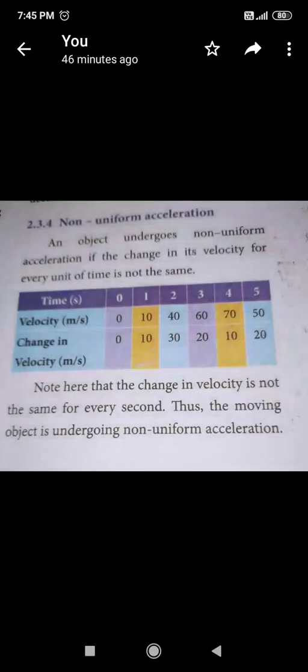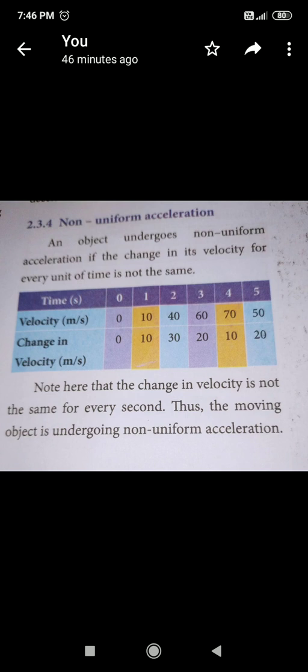Okay. Then non-uniform acceleration. An object undergoes non-uniform acceleration if the change in its velocity for every unit of time is not the same. That means it's not uniform. It may vary. Okay. So first one, time 0 to 5. Start by velocity 0, then 10, 40, 60, 70, and then suddenly decreasing by 50. So it's not uniform.